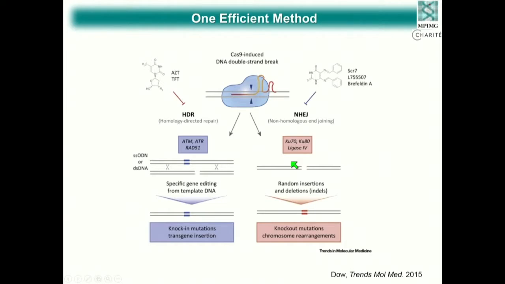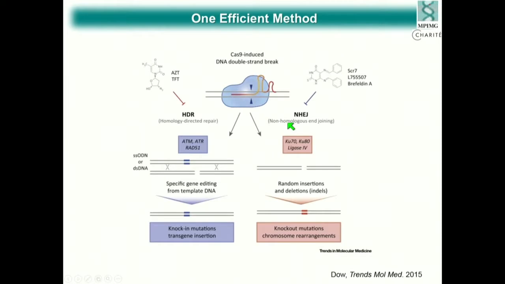The first one here is the homology directed repair. In this case, the cell will look for a template DNA, which it will try to copy in order to fill in the gap where the double-strand break occurs. And this can be taken advantage of to introduce specific cassettes like GFP or LacZ markers to understand the expression of a gene, or to introduce specific variants to change the coding sequence or whatever specific nucleotide you want to integrate. On the other side, the non-homologous end joining is another mechanism.